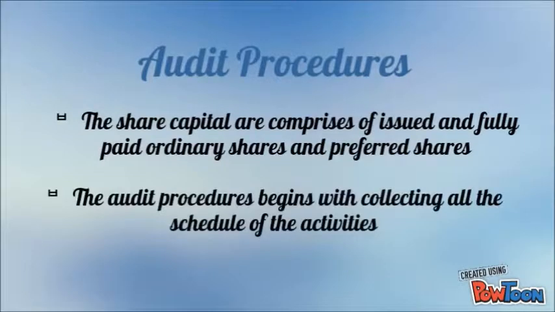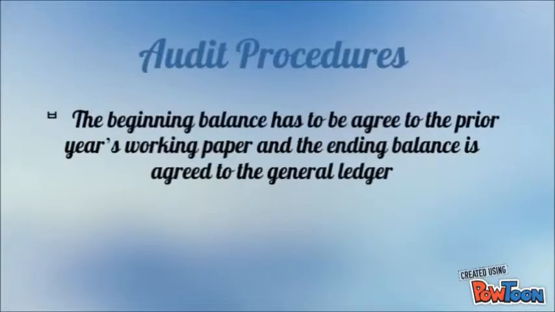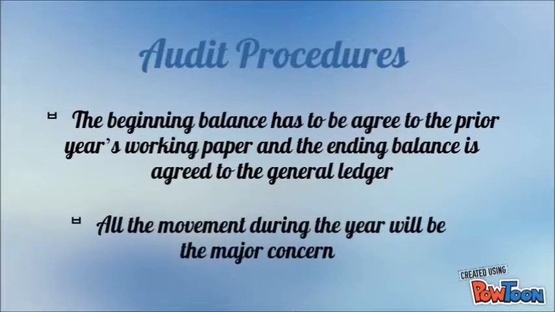Audit procedures begin with collecting all the schedules of the activities. The beginning balance has to be agreed to the prior year's working paper and the ending balance is agreed to the general ledger. All the movement during the year will be the major concern.